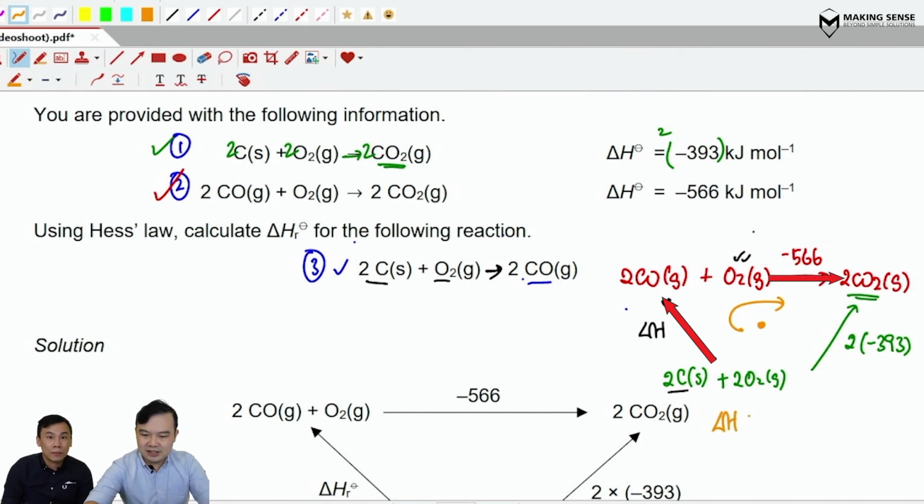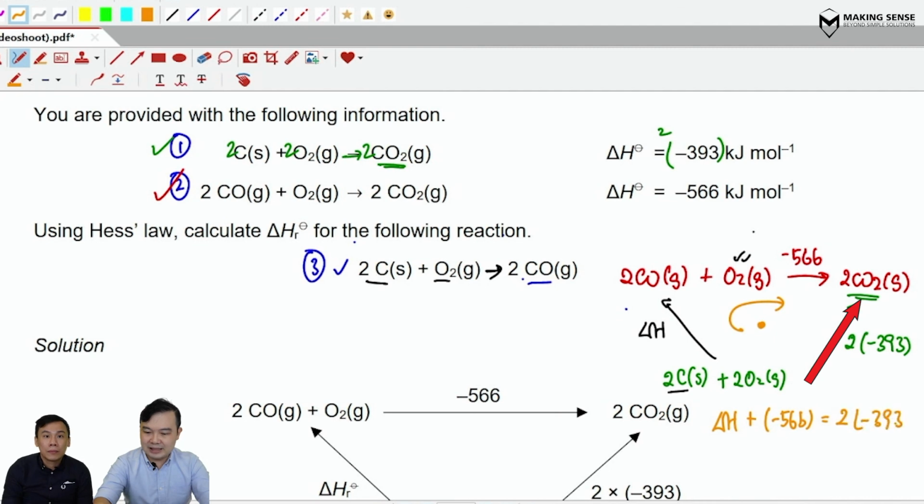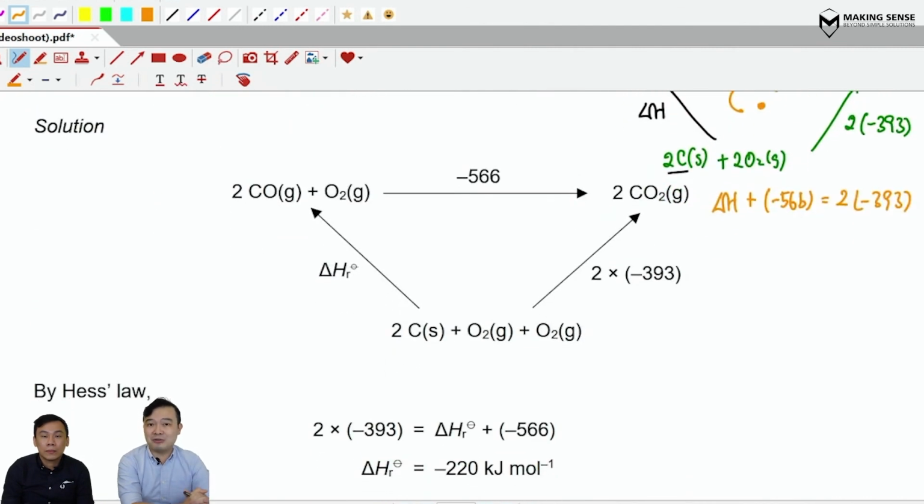So I'll add up these 2 numbers together, right? So I'll add negative 566. And what about the anti-clockwise ones? Right, the other one. So 2 times negative 393. That's right. And from here, you set up a linear equation. You can solve for delta H, and that will be the answer that you see on your notes over here.